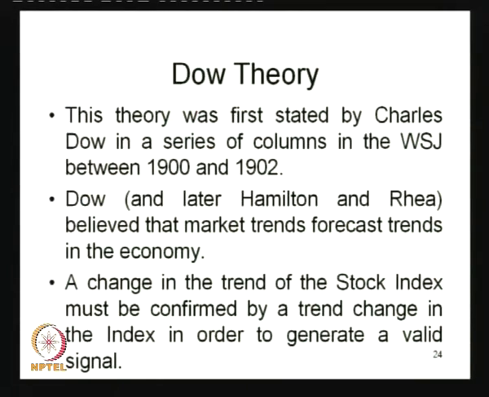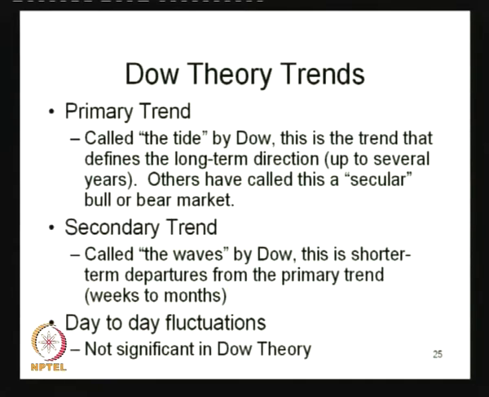A change in the trend of the stock index must be confirmed by a change in the index in order to generate a valid signal. Very important in this case: a change in the trend of the stock index must be confirmed by a change in the trend in the index in order to generate a valid signal whether to buy or sell. So, Dow theory has explained three types of trends, basically two trends, but the other one is not a trend, it is basically the day to day fluctuation.